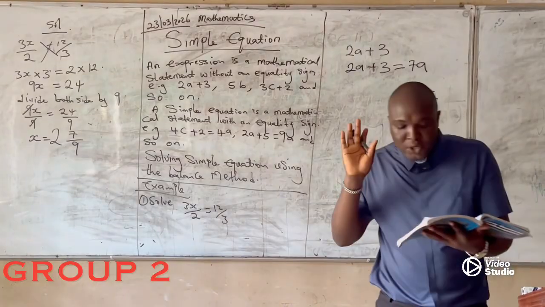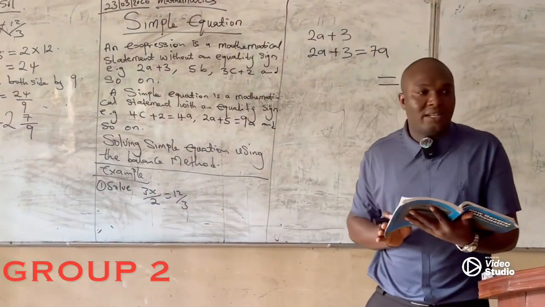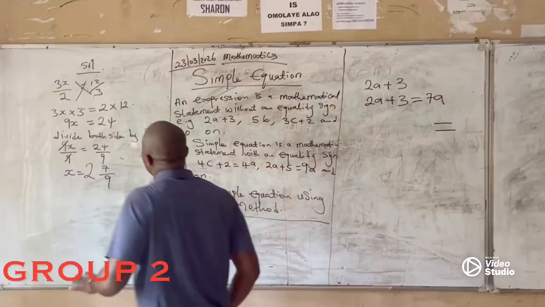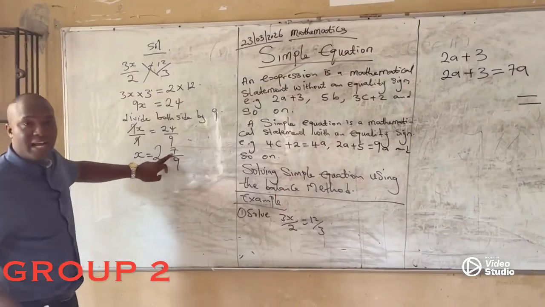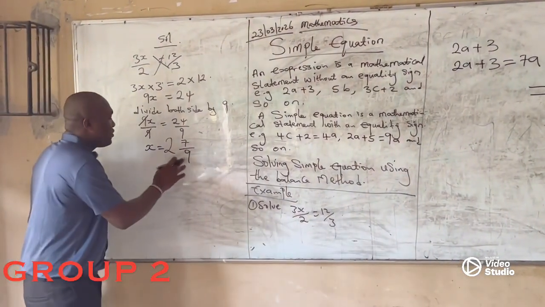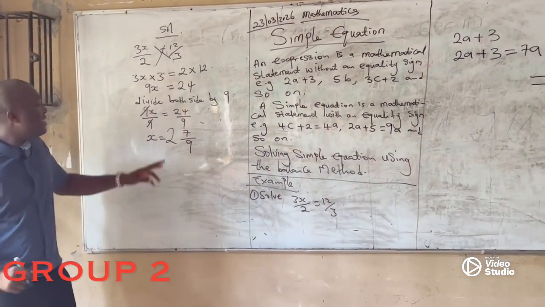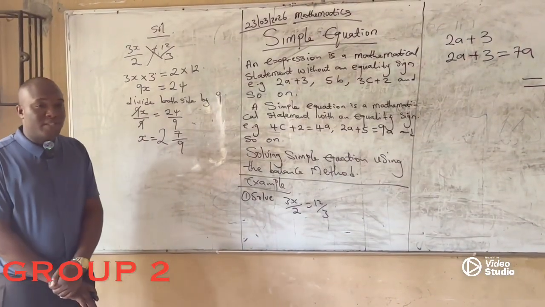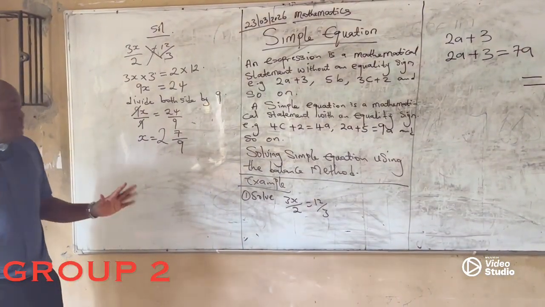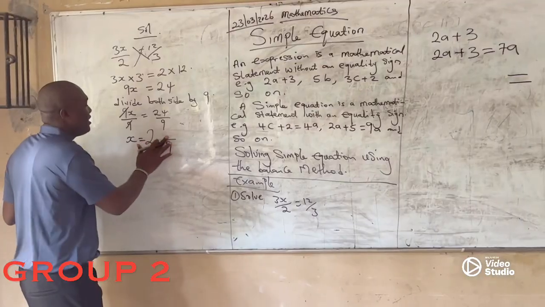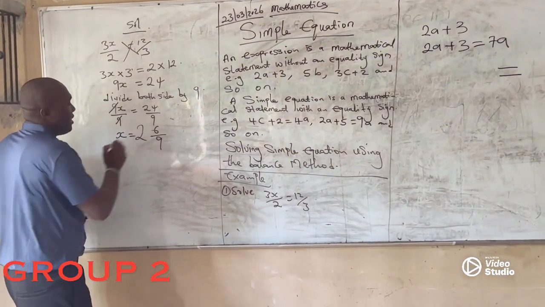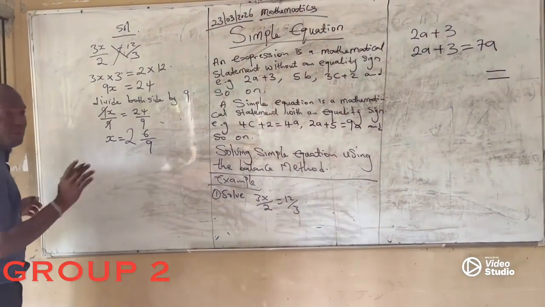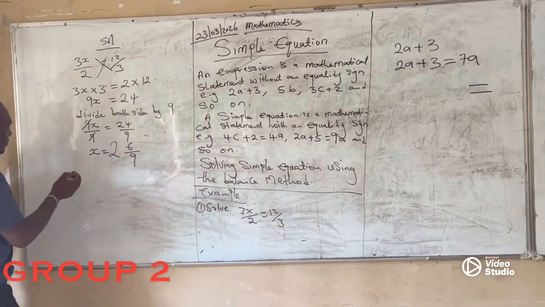Now I want you to try this one for me. Let's see if you truly understand. Yes? 6 over 9. Okay, let's check. 2 times 9, 18, plus 7. Are we going to have 24? 25. So that means we are not correct. So the rightful answer is going to be what? 6. That's good.